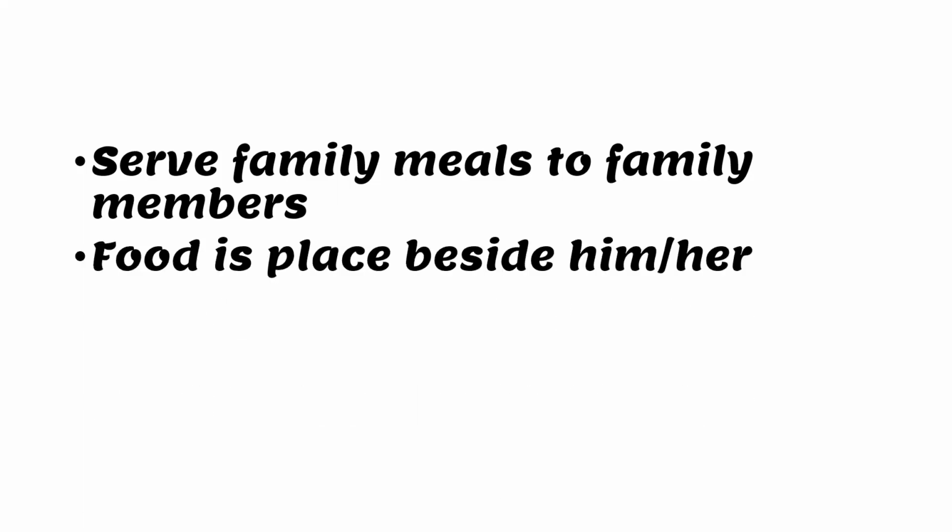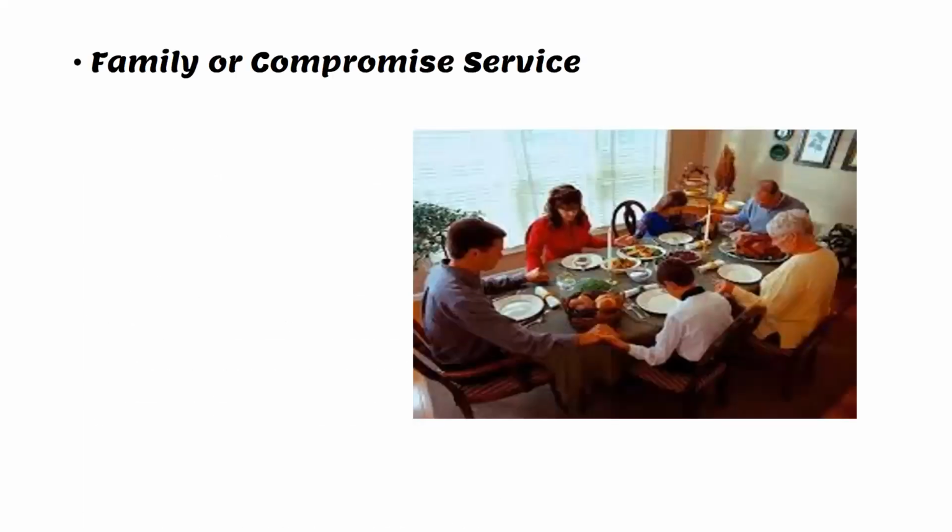So a typical setting for English service is illustrated below. So this is the example. The table contains 8 covers for 8 persons. Okay, then notice the stack of plates on the mother's or host side. This indicates that the mother will pass on the plates to the family members. So this is for the English service. Okay. So now, moving on, family or compromise service.